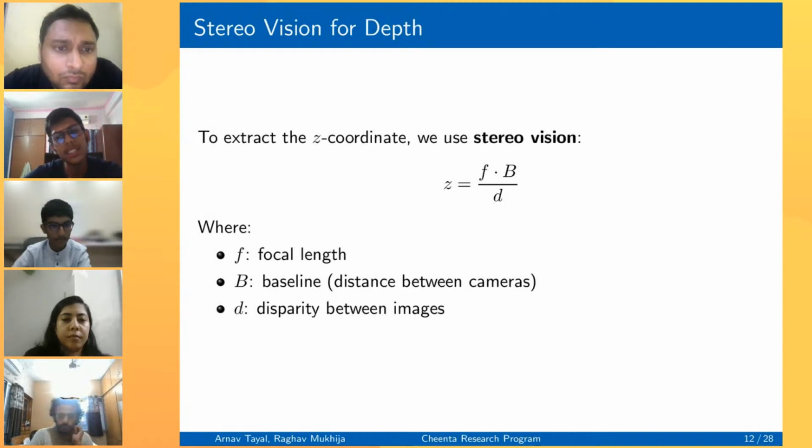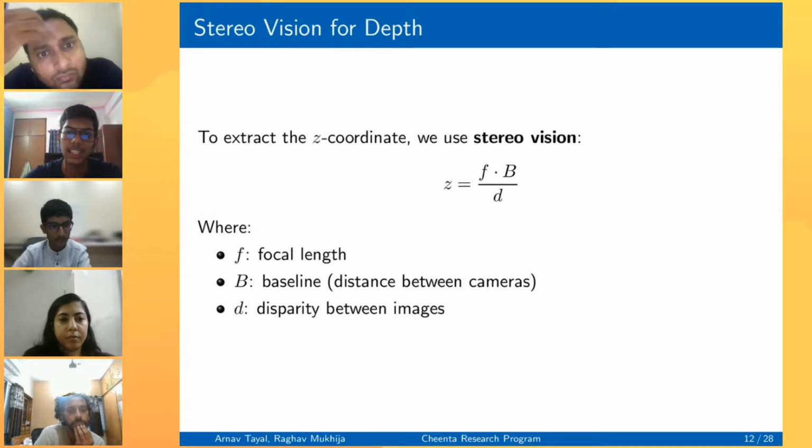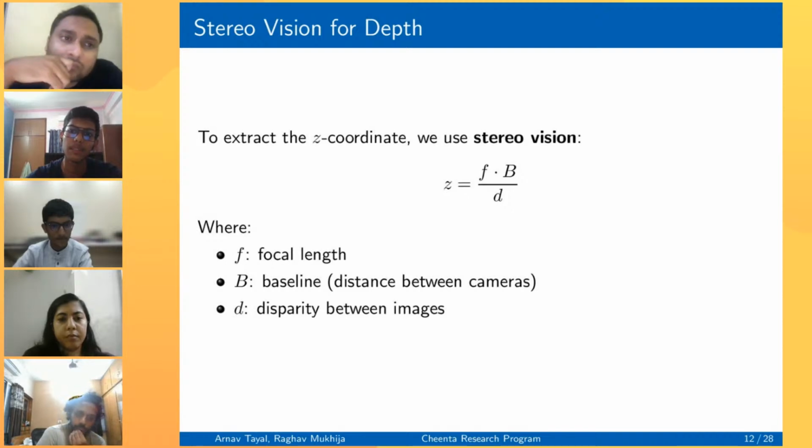Now, as the picture is 2D, we can observe the x and y coordinates easily. But the main problem is the z coordinate, which we find out using stereo vision. So the z coordinate is given by f into b by d, where f is the focal length of the cameras, b is the baseline distance between the cameras, and d is the disparity, the difference between the images we obtain. Now Raghav will explain why we take these into consideration.